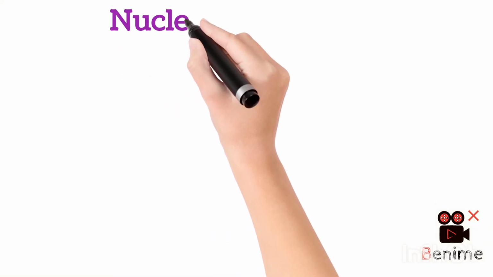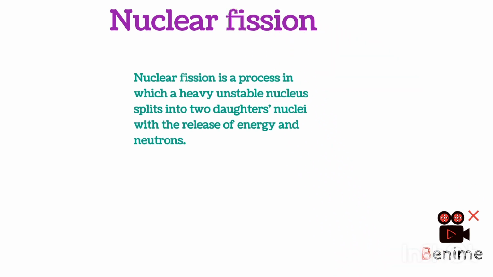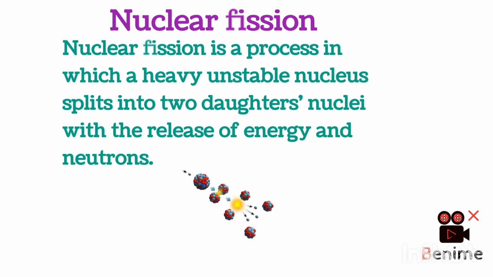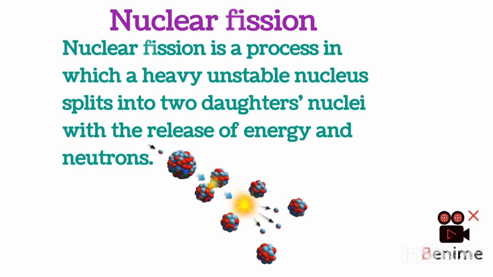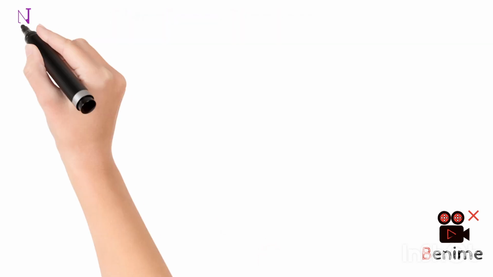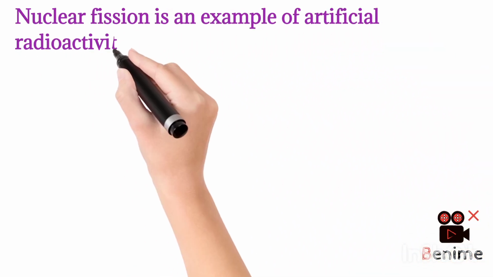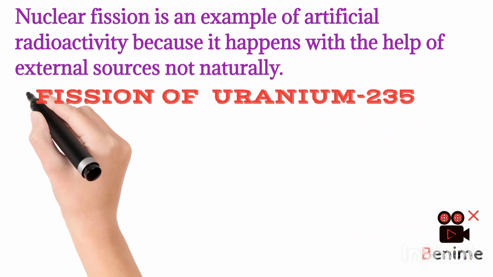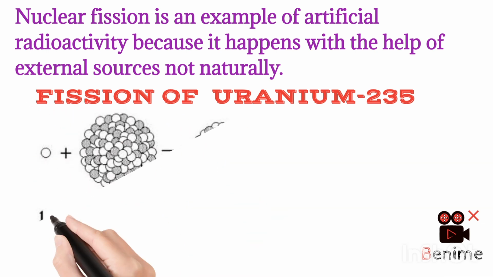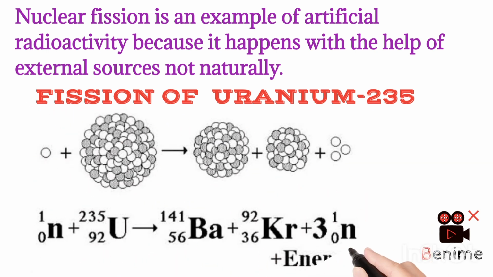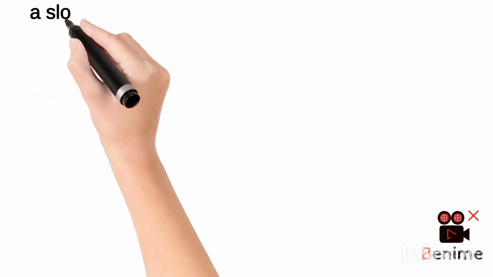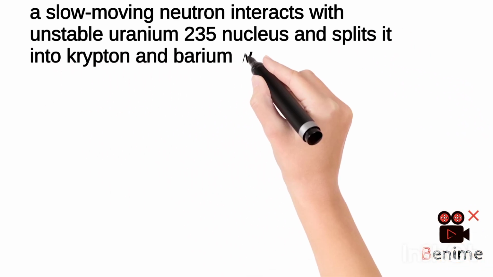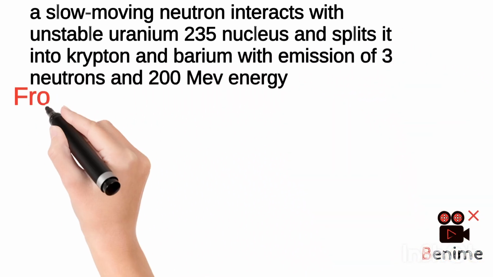Now, understand what nuclear fission is. Nuclear fission is the splitting of an unstable nucleus into two lighter nuclei with 3 neutrons and a huge amount of energy. It can be visualized in the figure. As this fission happens due to external sources like neutron bombardment, it is a typical example of artificial radioactivity. In uranium-235, you can see that a neutron interacts with uranium and in result we have krypton and barium plus 3 neutrons and a lot of energy as products of nuclear fission.